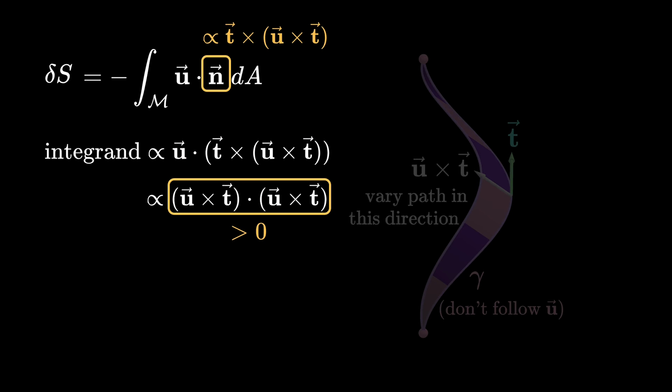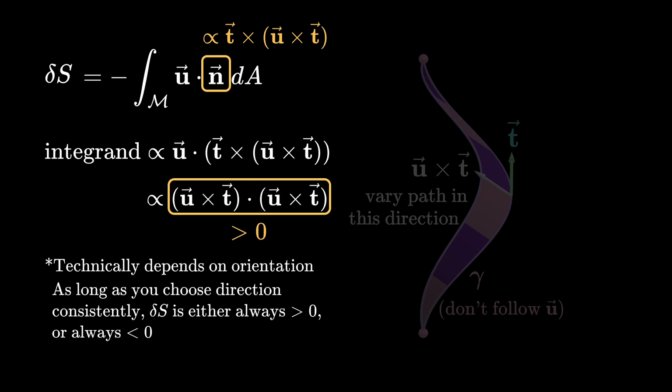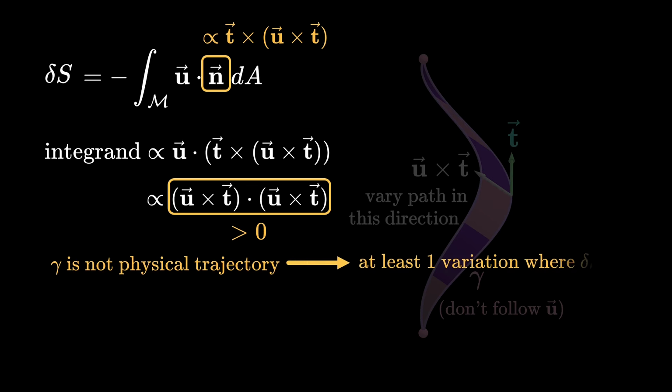There could be a negative sign depending on orientation, but a consistent choice will guarantee the integrand is either always positive or always negative. So if gamma does not follow u all the time, there is at least one variation with delta S not zero. This is another half of the action principle.